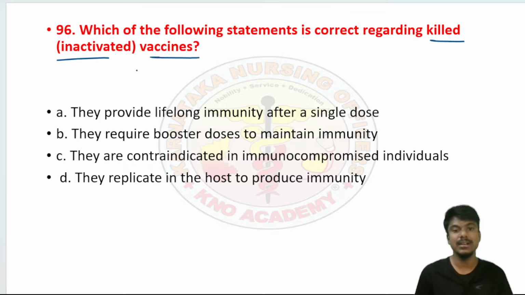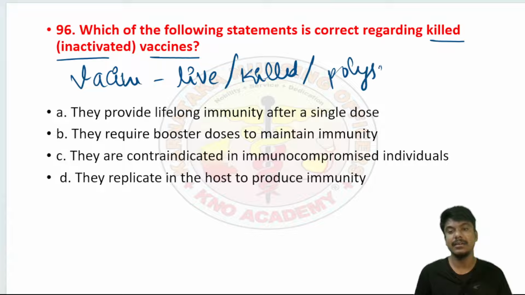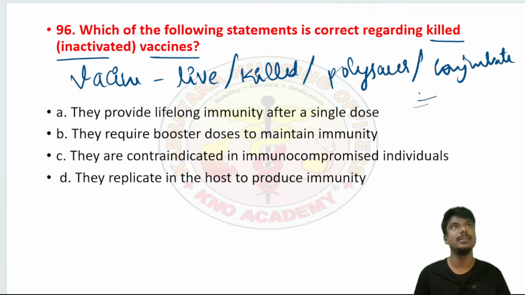Okay, killed vaccine or inactivated vaccine. Here, if you see, there are so many types of vaccines available. We have live vaccines, killed vaccines, polysaccharide vaccines, and conjugate vaccines. There are so many types of vaccines available, and among them live vaccines and killed vaccines are common. Here they're asking you.